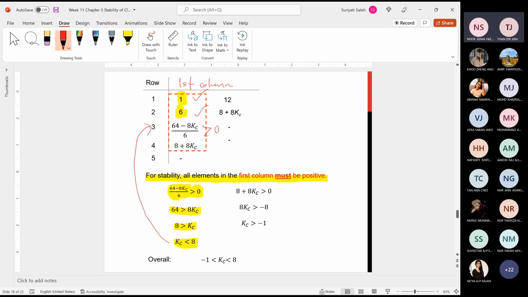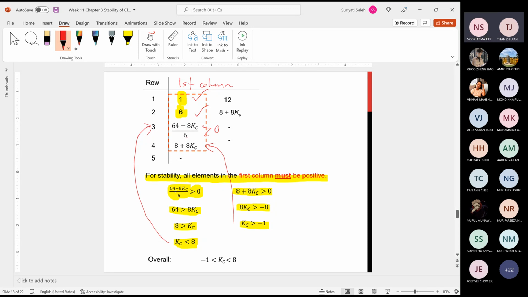And lastly, for row number 4, you get 8 plus 8 KC. So 8 plus 8 KC, we set greater than 0 to ensure you get this positive value. So based on this rearrangement, 8 plus 8 KC greater than 0, then 8 KC greater than negative 8. So we know that KC greater than negative 1. So this represents the row number 4 condition to ensure you have a positive value.